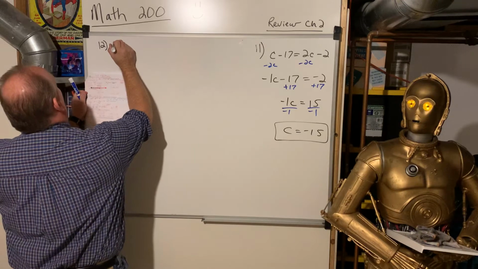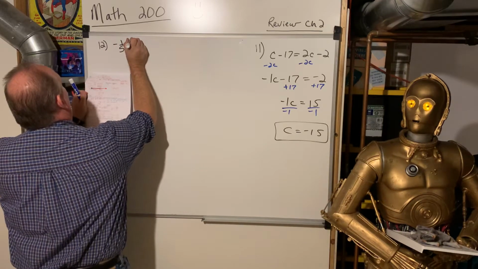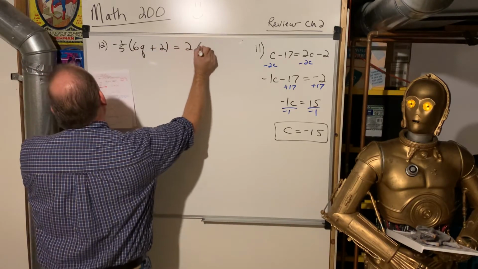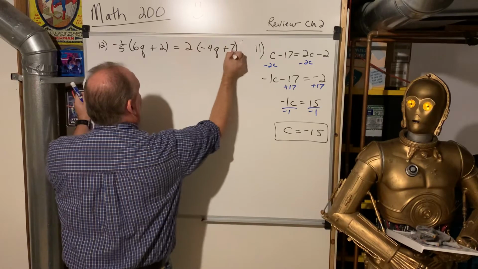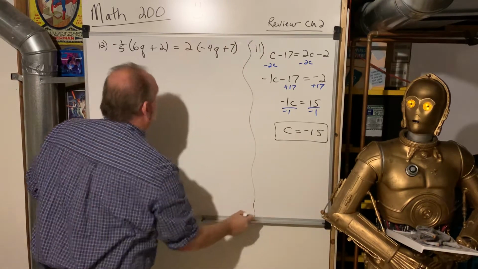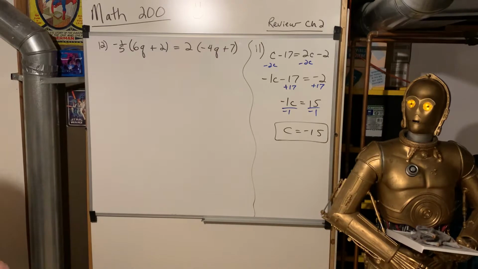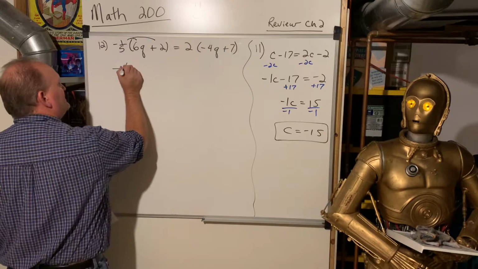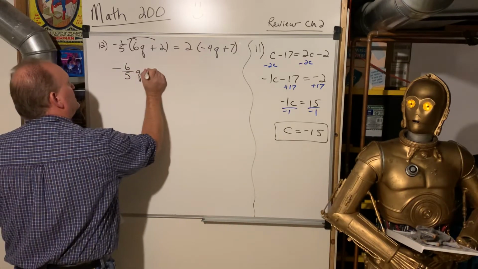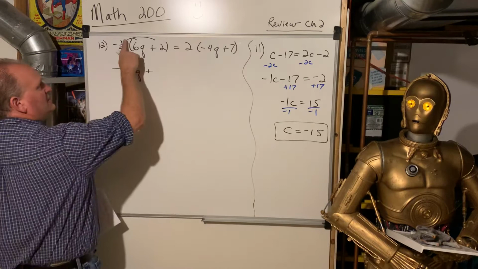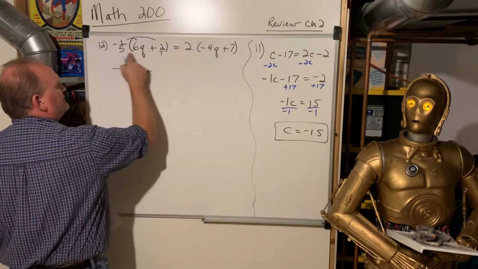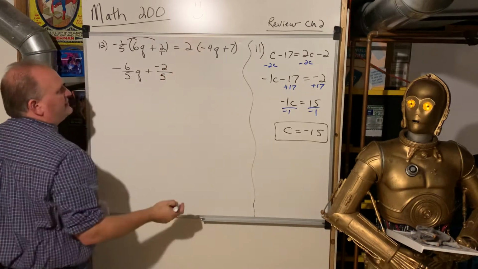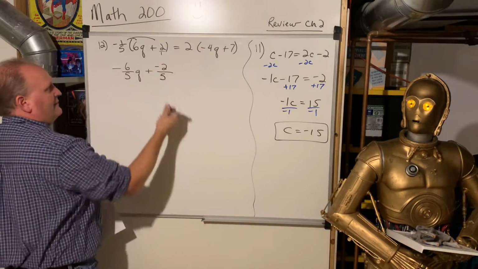So we've got negative 1/5 times 6q plus 2 equals 2 times negative 4q plus 7. Okay, so that's interesting. So that's going to be the distributive property. Oh, I see, and there's a fraction involved here. So it's negative 6/5 q plus. Remember, when you multiply fractions, it's numerator times numerator, denominator times denominator. Negative 2/5. So a negative times a positive is a negative.